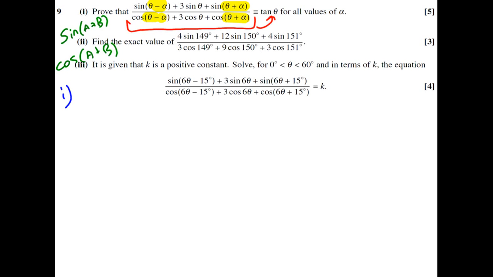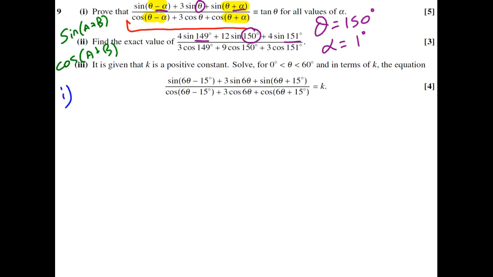So what we need to think about is, how does this relate to this? How do they look similar? If you say that theta is 150, and we can see that because it's like spot the difference, theta is 150 degrees, and we need to have a takeaway angle here to get 149 and plus an angle here to get 151. So that means your other angle alpha is 1 degree.